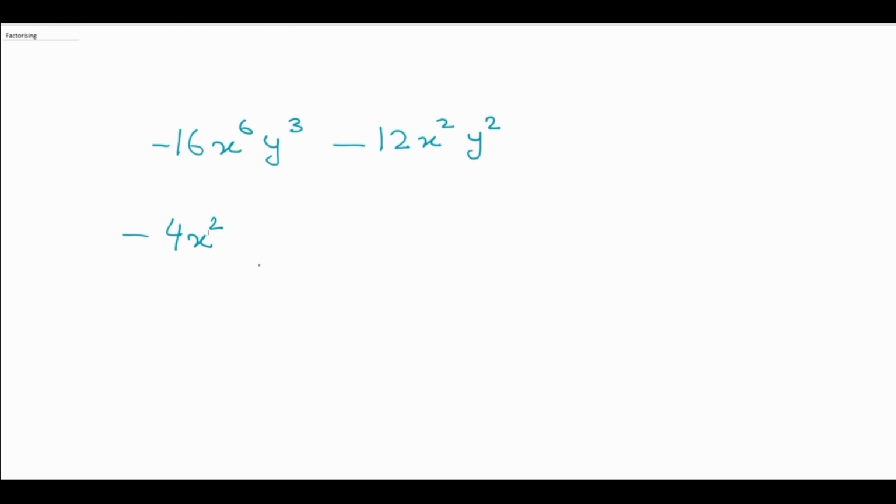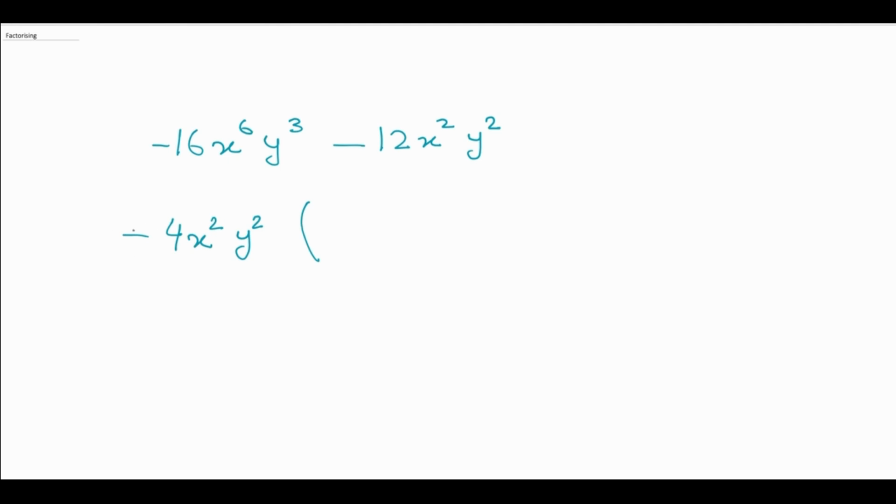In this case, it's going to be the one with the lowest power. So y to the power of 2 is the highest common factor I can take out, like that. And then I put in my open bracket, and let's ask that question again. Minus 4x squared y squared times what will give me negative 16x to the power of 6 y to the power of 3? It may look confusing at first, but let's just take this one step at a time.